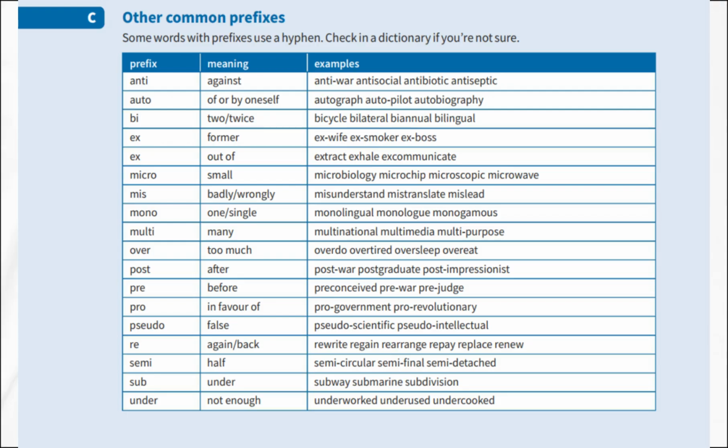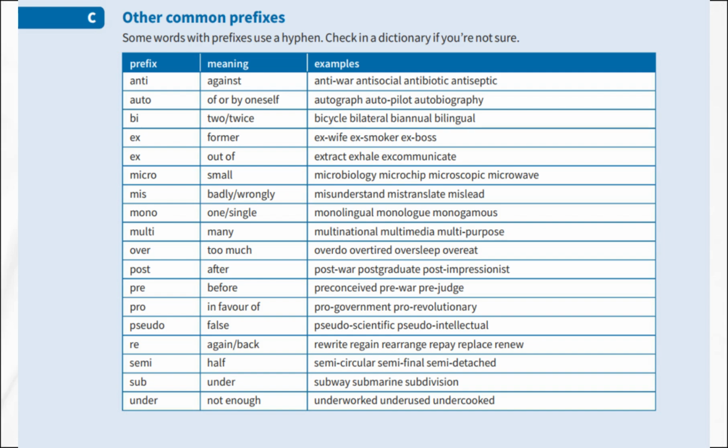Multi means many. For example, multinational, multimedia, and multipurpose. Over means too much. For example, overdue, overtired, oversleep, and overeat. Post means after. For example, post-war, postgraduate, and post-impressionist. Pre means before. For example, preconceived, pre-war, and prejudge. Pro means in favor of. For example, pro-government and pro-revolutionary. Pseudo means false. For example, pseudoscientific and pseudo-intellectual.